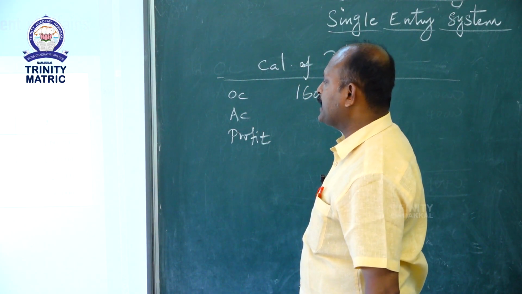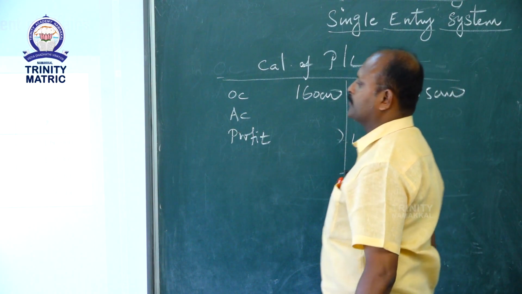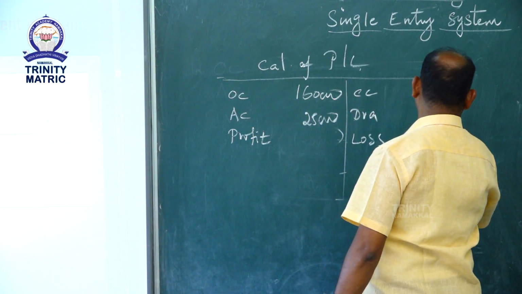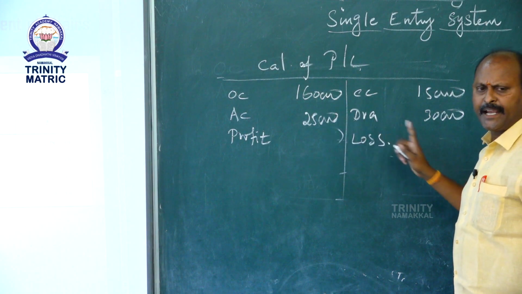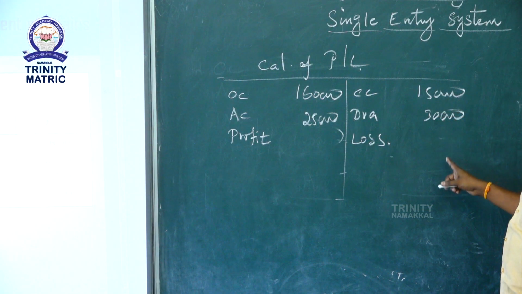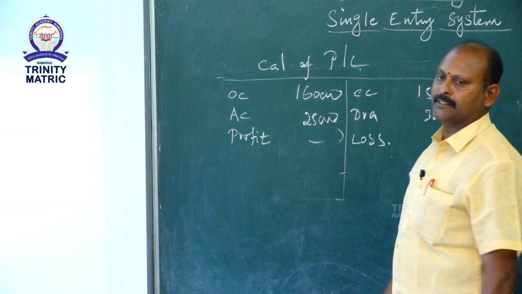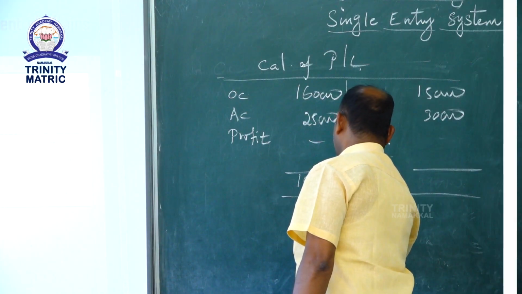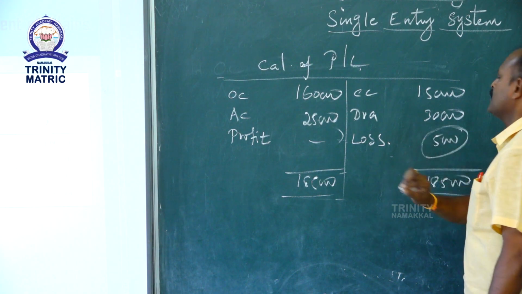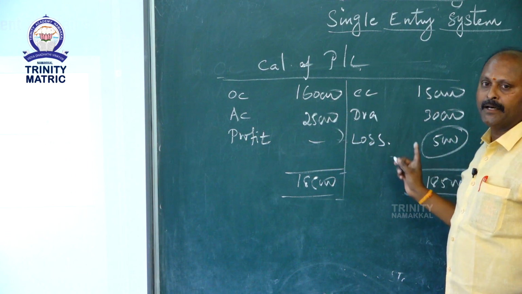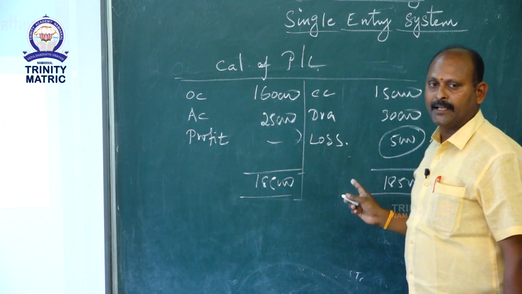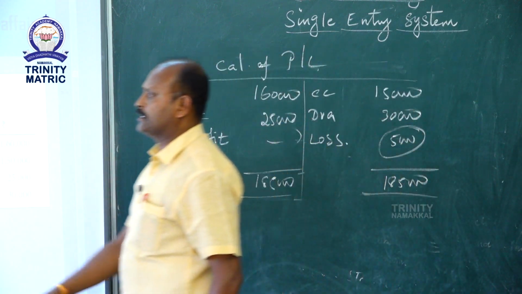ஸோ இந்த ப்ராப்ளத்தில் பாருங்கள், ஓப்பனிங் கேபிட்டல் 1,60,000, க்ளோசிங் கேபிட்டல் 1,50,000, அடிஷனல் கேபிட்டல் 25,000, டிராயிங்ஸ் 30,000. இப்போ இந்த ரெண்டு சைடு கம்பேர் பண்ணுங்கள். டெபிட் சைடில் 1,85,000 இருக்குது, கிரெடிட் சைடில் 1,80,000 தான் இருக்குது. அப்போ இந்த பக்கம் தான் அதிகமாக இருக்குது. அப்போ ப்ராஃபிட் வராது. 1,85,000. ஸோ the difference 5,000 is loss. அவ்வளோதான். முதல் ப்ராப்ளத்தில் ப்ராஃபிட்டை கண்டுபிடிக்க சொன்னாங்க, இந்த கணக்கில் லாஸை கண்டுபிடிக்க சொல்லியிருக்காங்க.